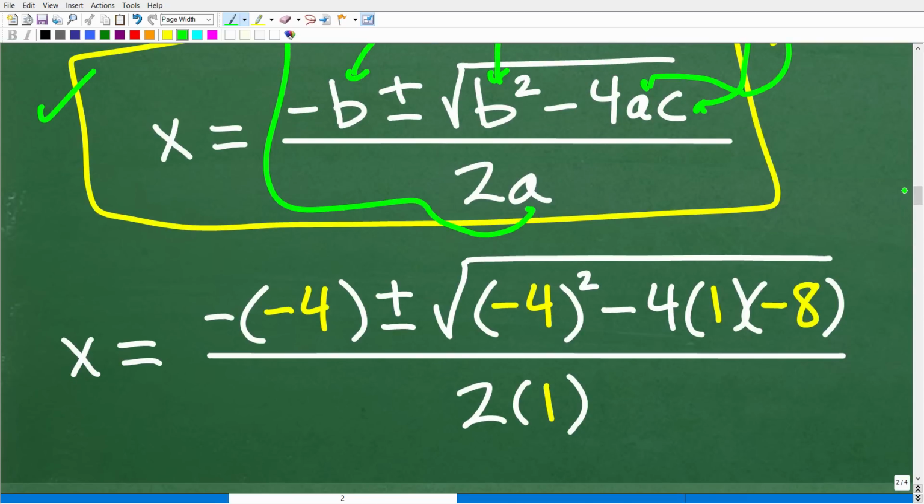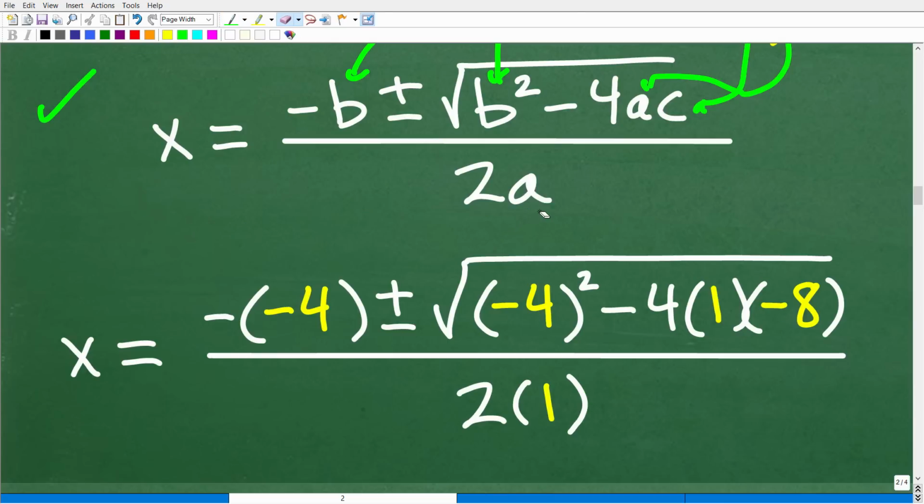All right, so this is the proper setup. We have minus b plus or minus the square root of b squared. Now notice I have things in parentheses, minus 4ac, all over 2a. Okay, so this is the proper setup. And again, a lot of students make mistakes just by plugging in the wrong numbers.